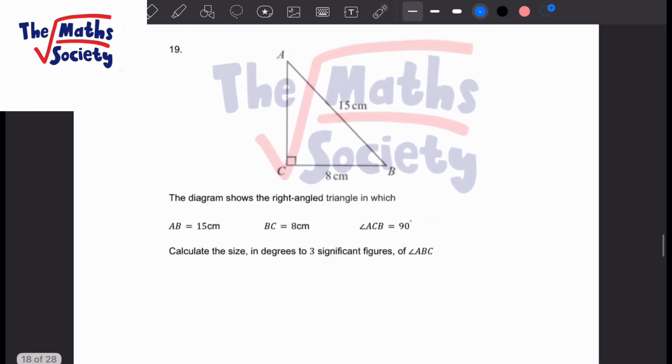It says that the diagram here shows a right angle triangle in which AB equals 15, BC equals 8, and angle ACB is 90 degrees. Calculate the size in degrees, to 3 significant figures, of angle ABC. So we want to know angle ABC. Here we need to find the size of AC first.